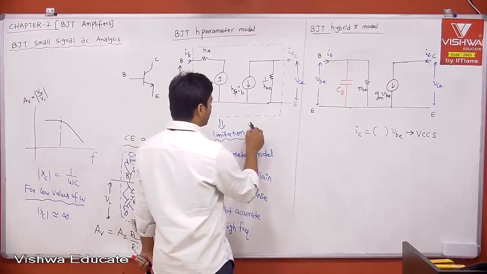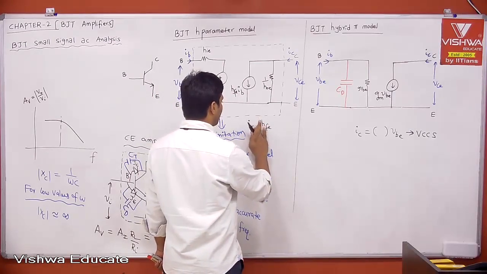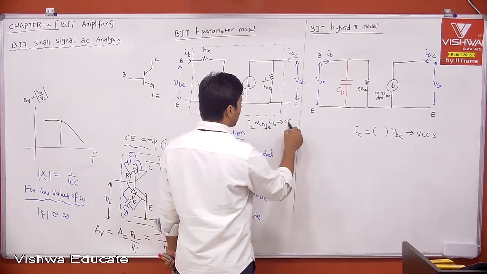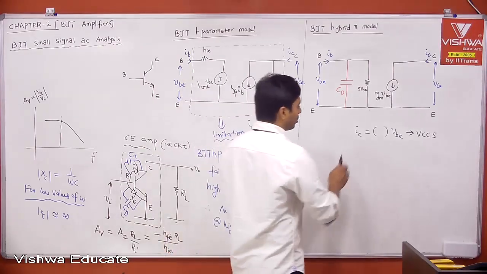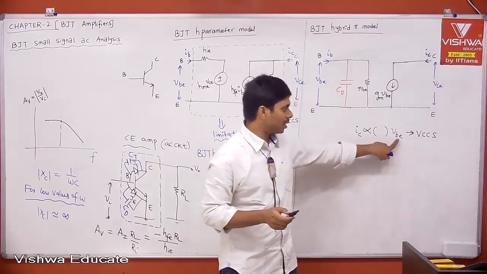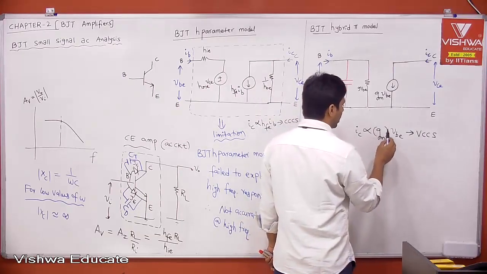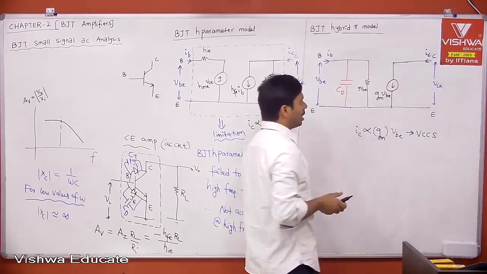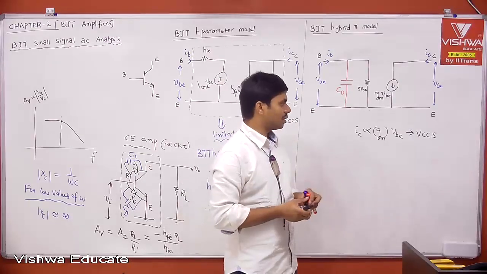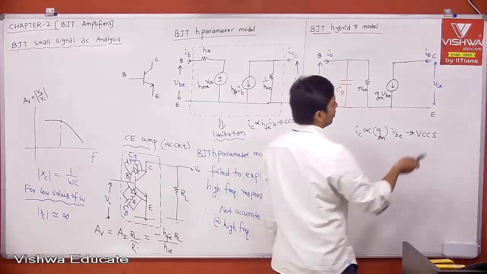But here, IC is proportional to HFE into IB, which is a current controlled current source. Similarly, your IC is also proportional to something into VBE. That something is nothing but GM, because this is IC by VBE, output current by input voltage, transconductance. That is the GM of your BJT. Therefore IC is equal to GM into VBE, but we have base width modulation.